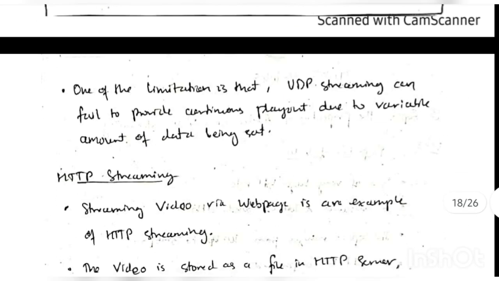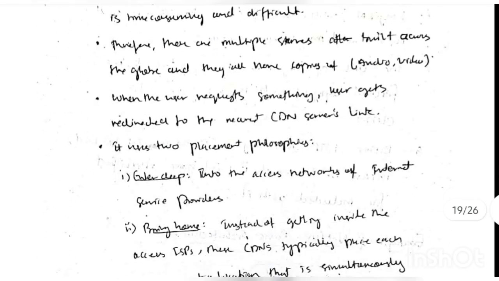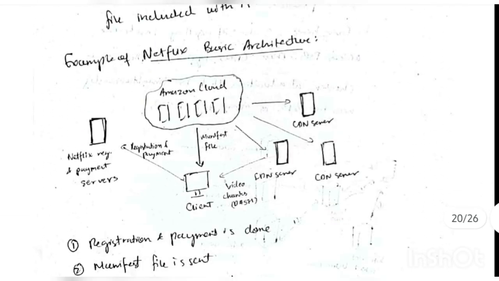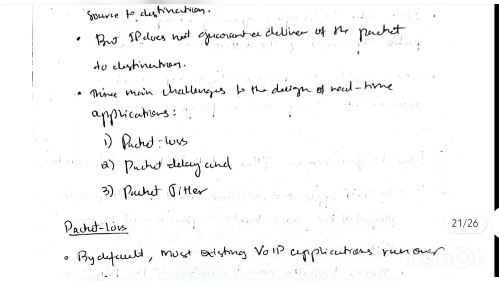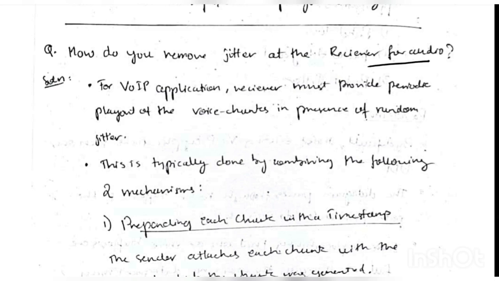And after that we have CDN, the content distribution network. Here we have the example of Netflix also. If they ask, you have to make the diagram of the Netflix architecture and explain that. After CDN we have the limitations of best effort IP service. Here we have 3 limitations: packet loss, packet delay, and packet jitter. In packet jitter, the most repeated question is how we can remove the jitter from the audio.